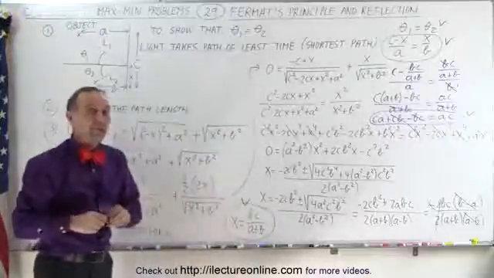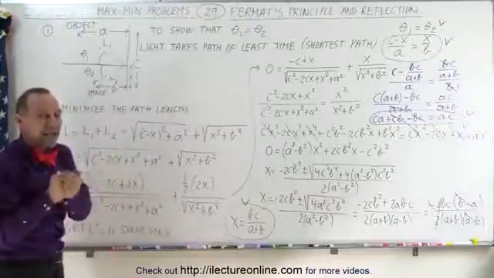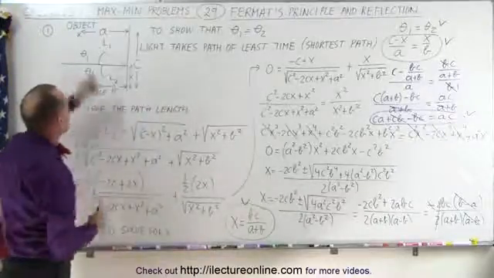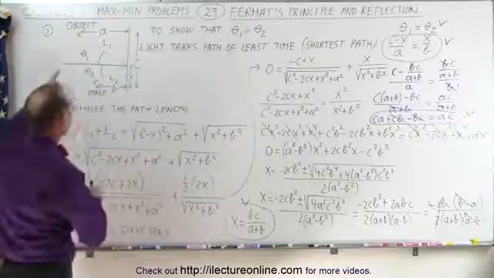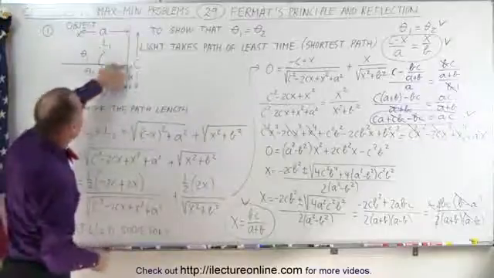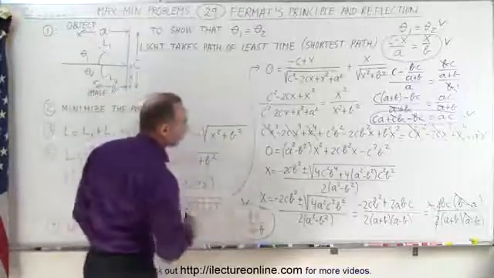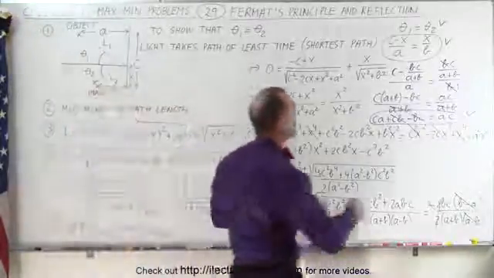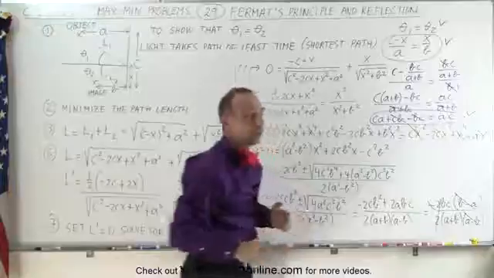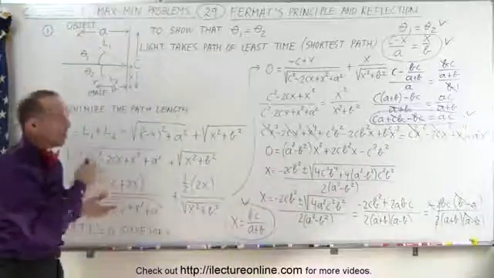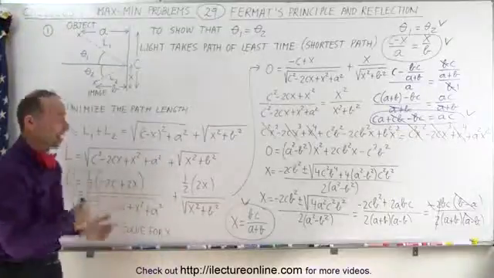Fermat came up with the idea that light must take the shortest path because it must take the path that takes the least amount of time. We've shown here using the max-min problem type of approach that to travel the shortest path, the distance where the light hits the mirror, the point x must be bc divided by a plus b. When I plug that value then into this equation, where theta 1 equals theta 2, it shows that that is indeed the case, which then proves that light is reflected off a flat mirror and that the angle of incidence equals the angle of reflection. And that's how we proved it.